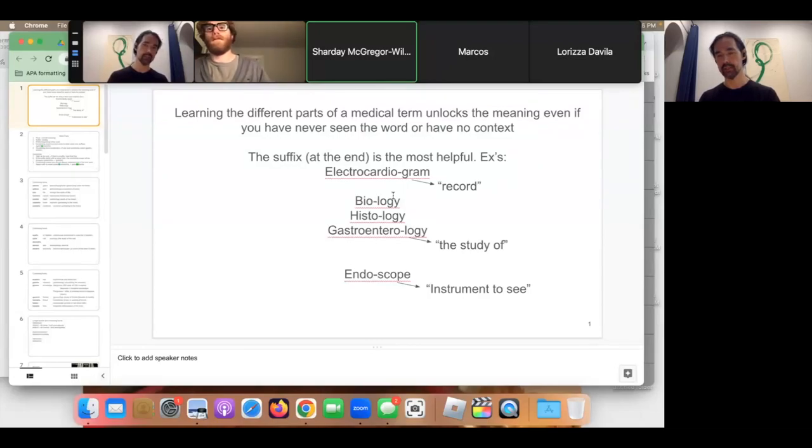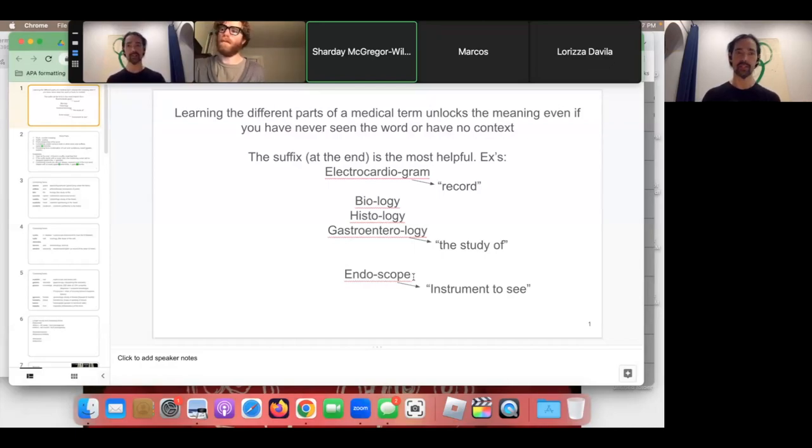Biology, logy meaning the study of, and that is the study of life. Histology, that's tissues, so that's the study of tissues. Gastroenterology: gastro, entero, that's stomach and intestines, or digestive tract. Logy, the study of the digestive tract. Scope is an instrument to see. Endo is inside, so an instrument to see inside. Endoscopy is the process of seeing inside.